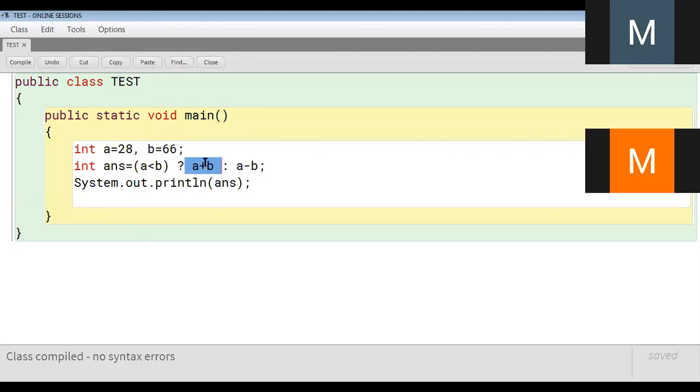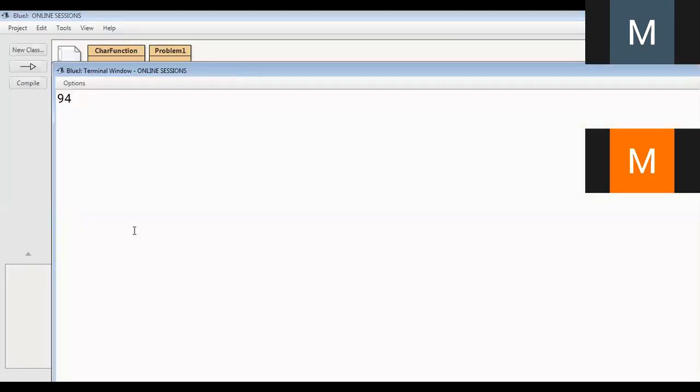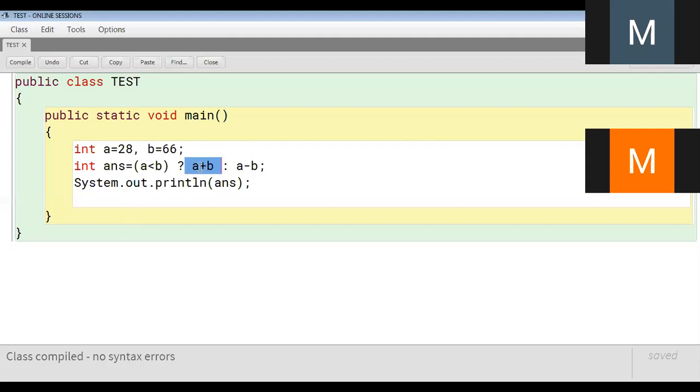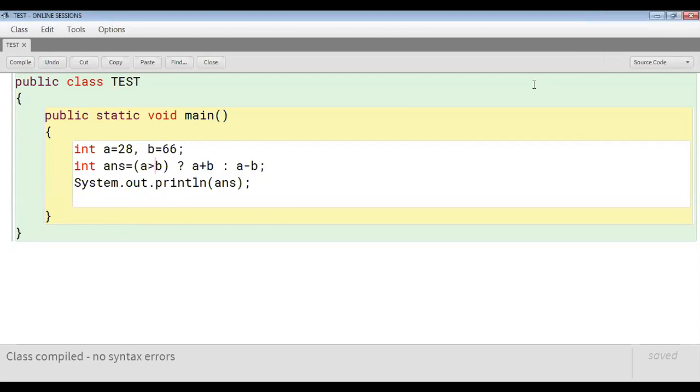So this addition is coming out to be, and this answer is getting stored in our variable a and s. Means 66 plus 28. What's the answer of 66 plus 28? It is 94. So that's why 94 is getting stored in the variable a and s. I hope you are getting it, class. Okay. Now tell me what will be the answer of this.